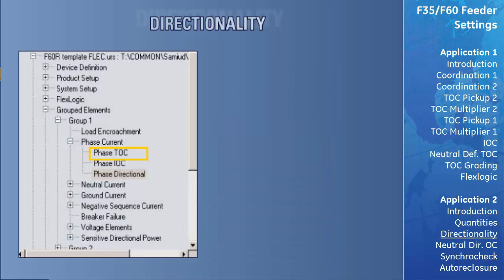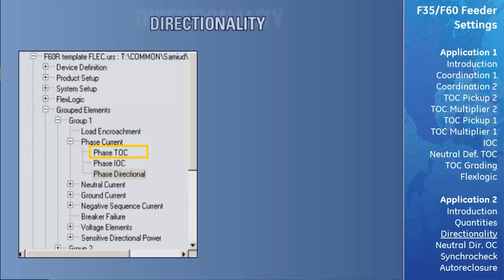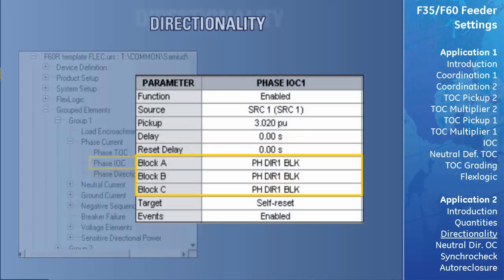To add directionality to the phase time overcurrent element, we will set each of the phase block inputs of the time overcurrent element to the phase directional block output operand of the directional element. To add directionality to the phase instantaneous overcurrent element, we will again set each of the time overcurrent element's phase block inputs to the phase directional block output operand of the directional element.